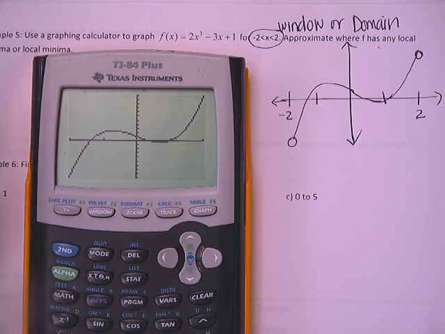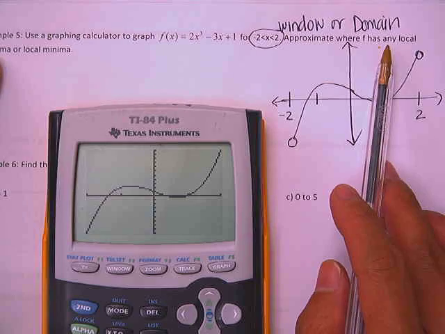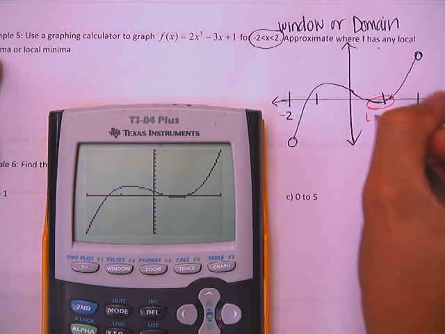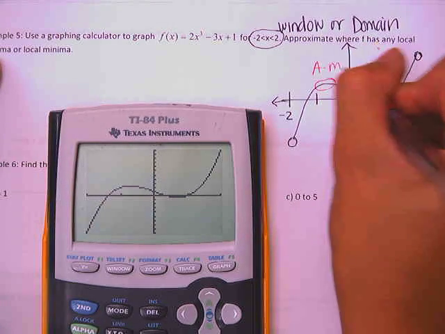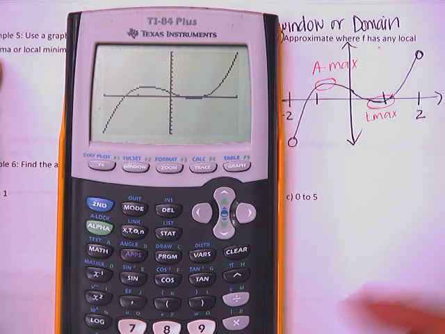All right. So now it says, hey, I want you to use the calculator to approximate if it has any local maxima. Sure it does. Here's the local maxima. Okay, local max. And here is the absolute max. We're going to find both. Let's do absolute max first, because I'm just going to do from left to right. So here we go.